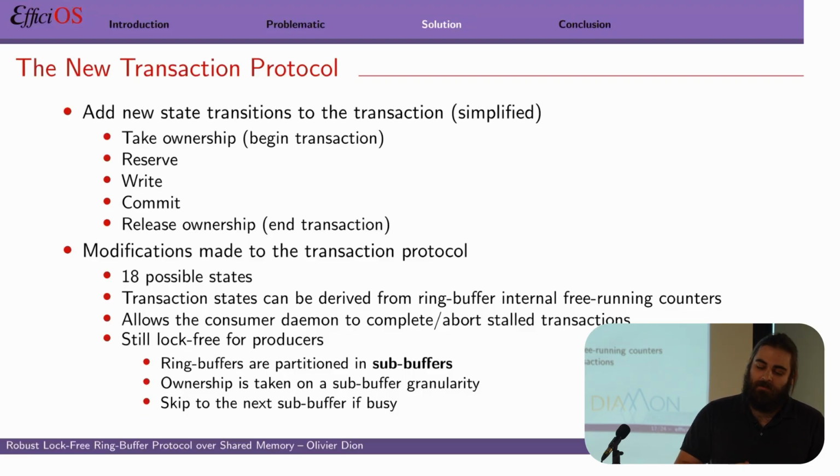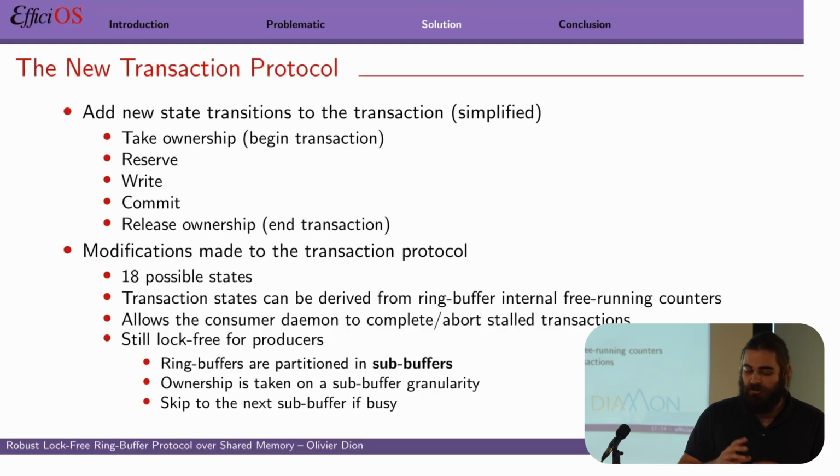We've made it so that every one of these states can be derived from internal free-running counters of the ring buffers. So if an application crashes, we can determine in what state it was based on some counters internal to the ring buffers. And this allows the consumer daemon to either complete or abort the stalled transactions. And it has a nice property that it is still lock-free for the producer.